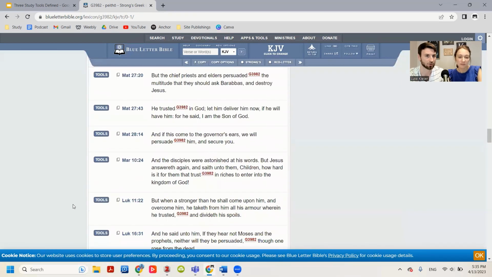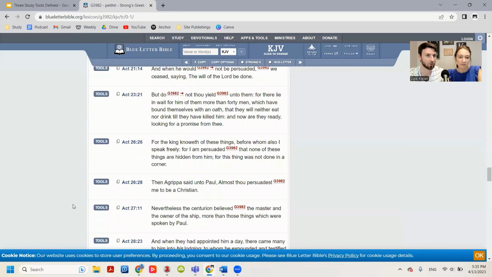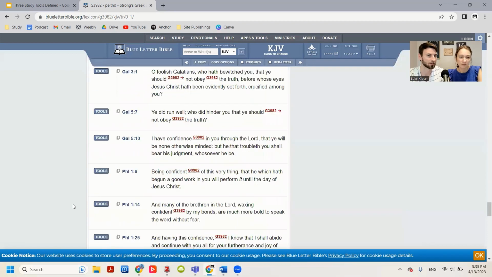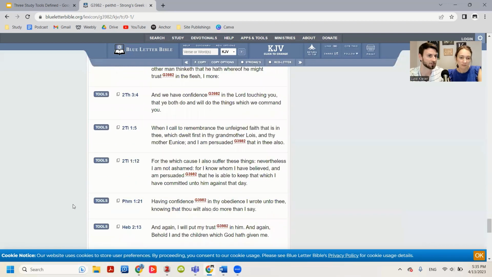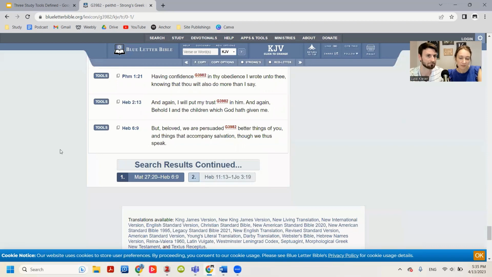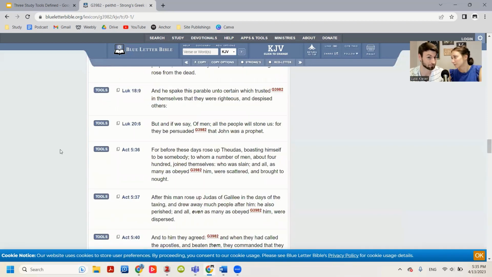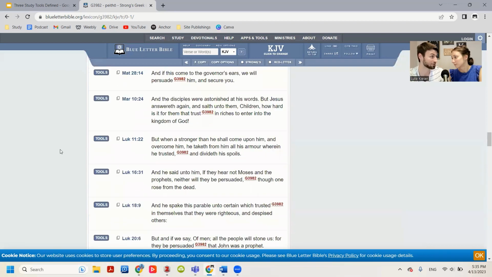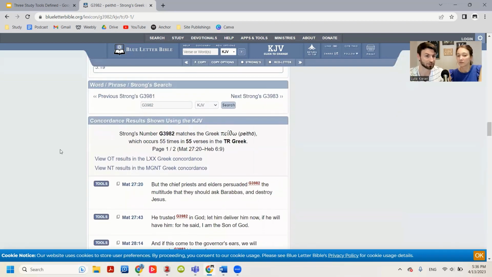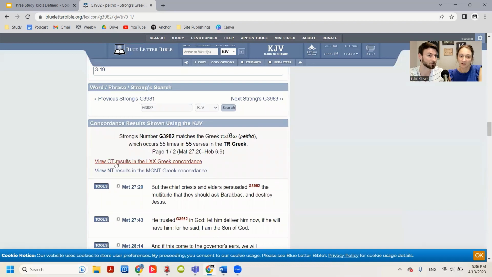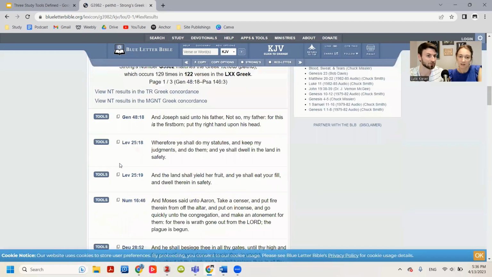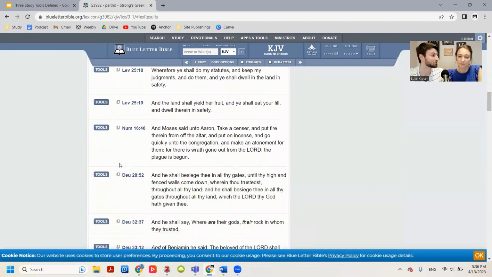So here is a concordance where it gives you everywhere this word is used in the New Testament. Nice. Okay. And it's just the New Testament because it's Greek. Well, you have the Septuagint, which is the Greek translation of the Old Testament. Okay. And so if you click here, view OT results, Old Testament results, it'll also give you where the word is used in the Old Testament.